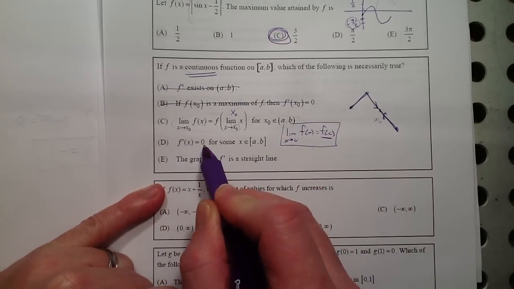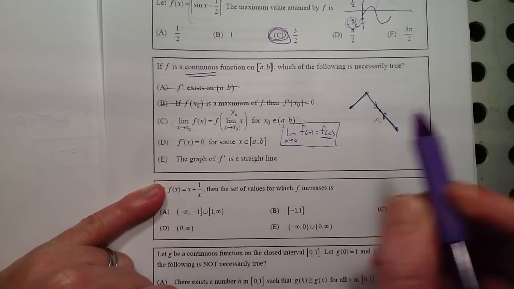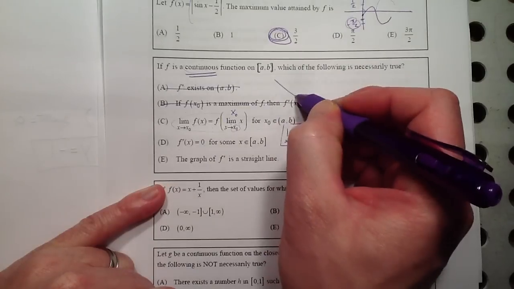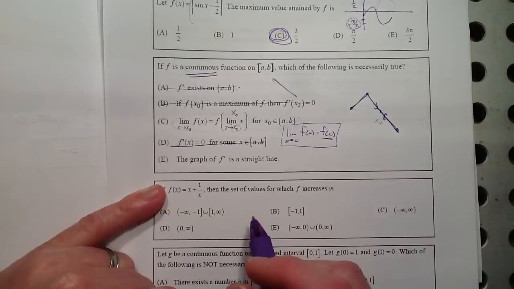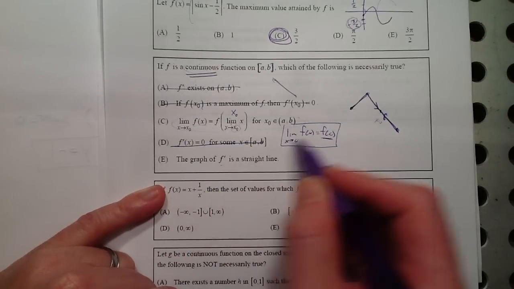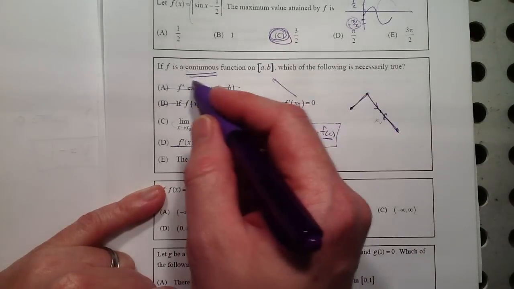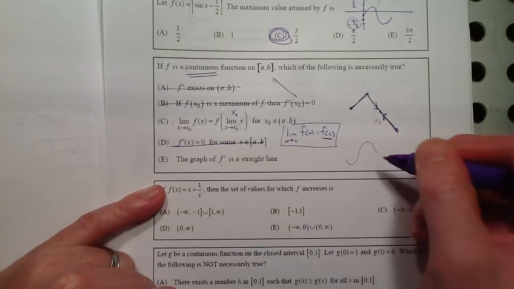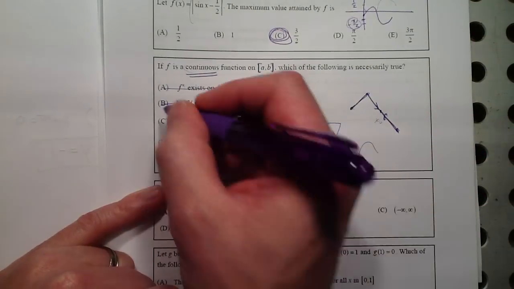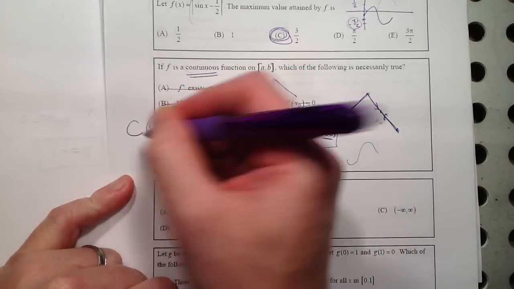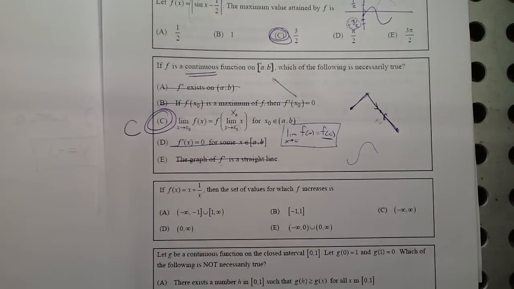Does the derivative have to be 0 somewhere? No. I mean, this could just have been a straight line, right? Well, certainly the derivative doesn't have to be 0. Does the graph of the derivative of this have to be a straight line? No. I mean, this is any function from a to b. Who knows what it looks like? Certainly the derivative doesn't have to be a straight line. So you could maybe eliminate your way to that answer too.